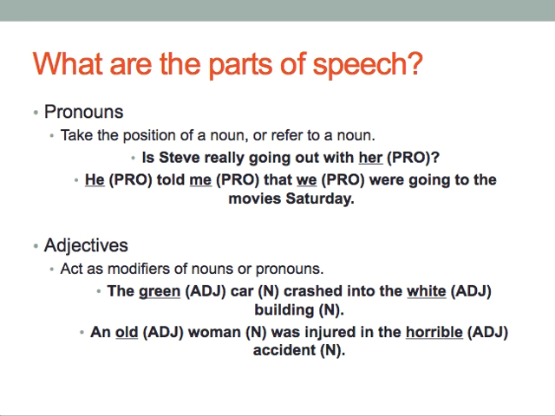What are pronouns? Pronouns take the position of a noun or refer to a noun. Is Steve really going out with her? Her being the pronoun. Steve is a proper noun. He, pronoun, told me, pronoun, that we, pronoun, were going to the movies Saturday.